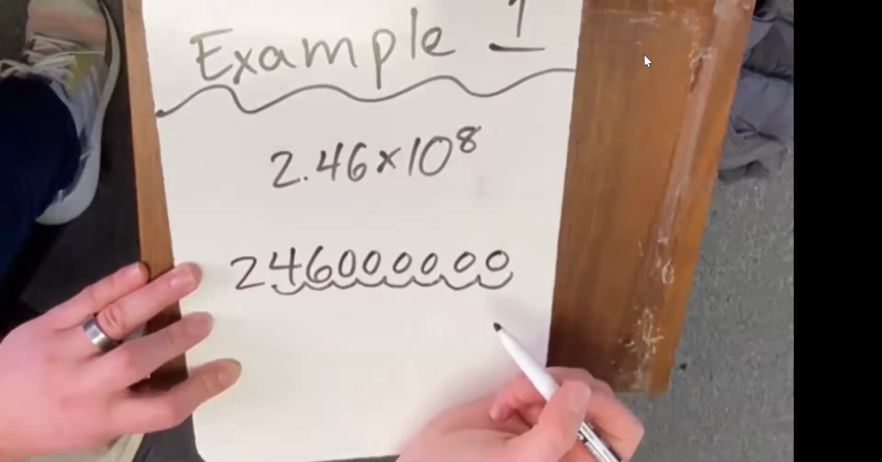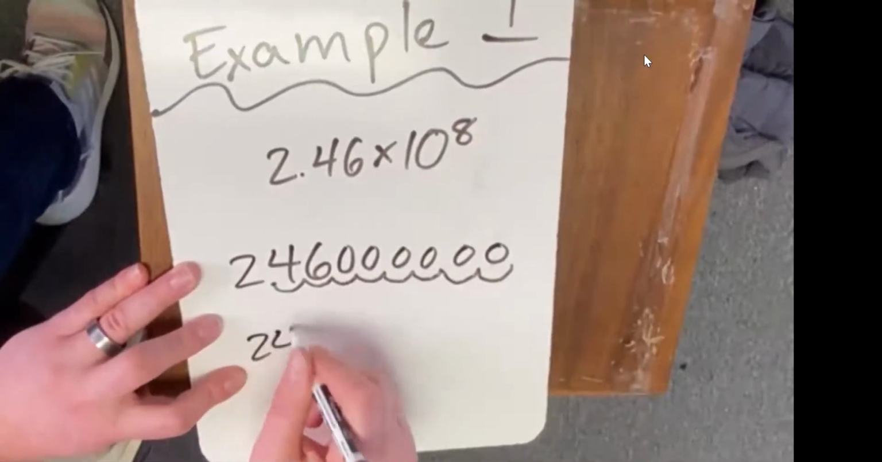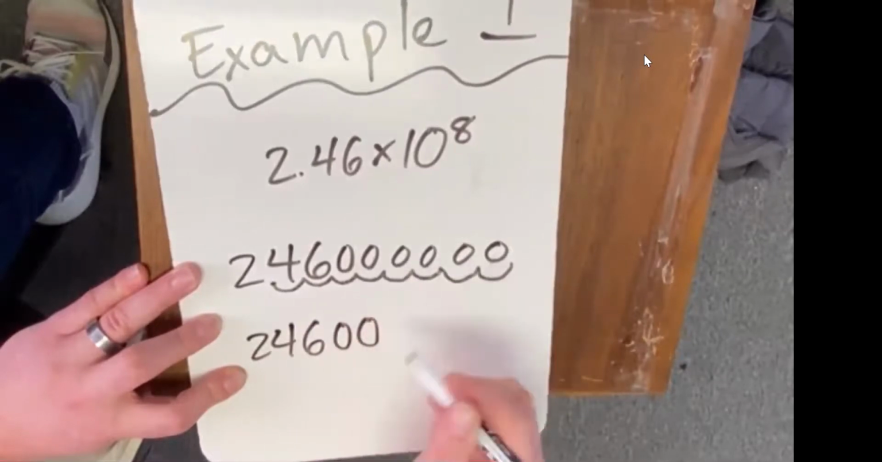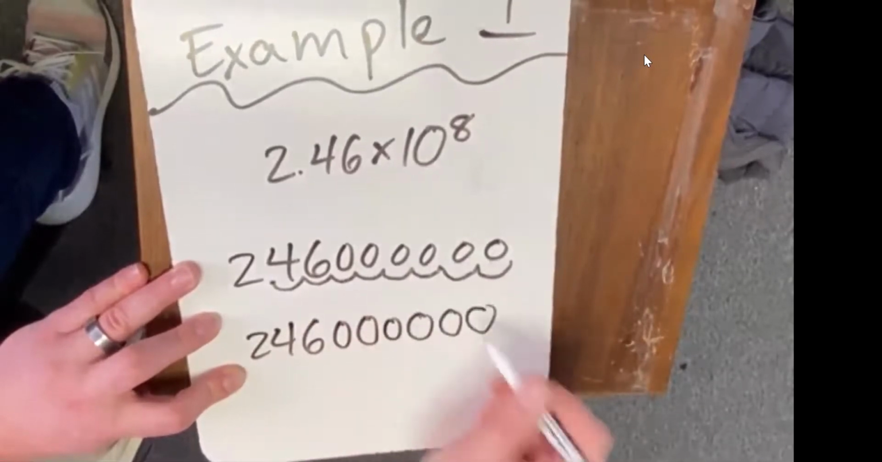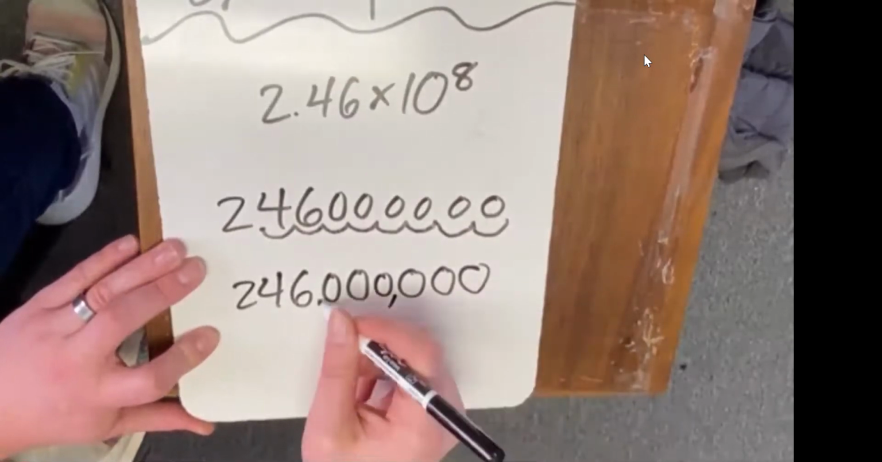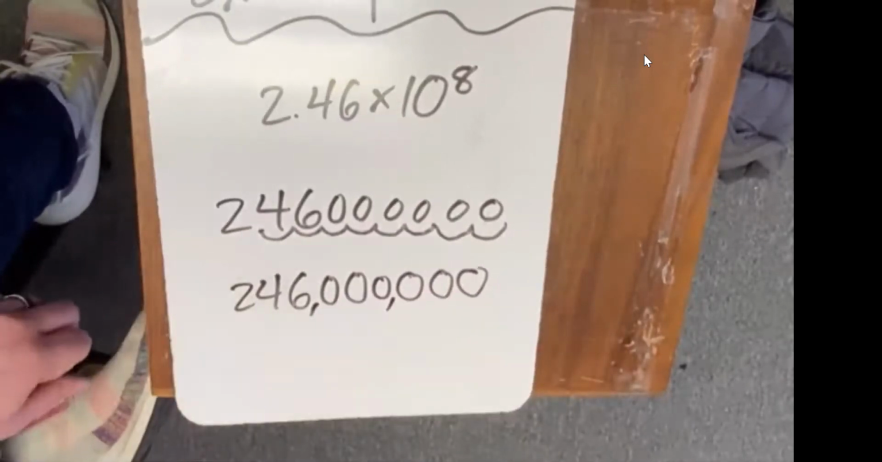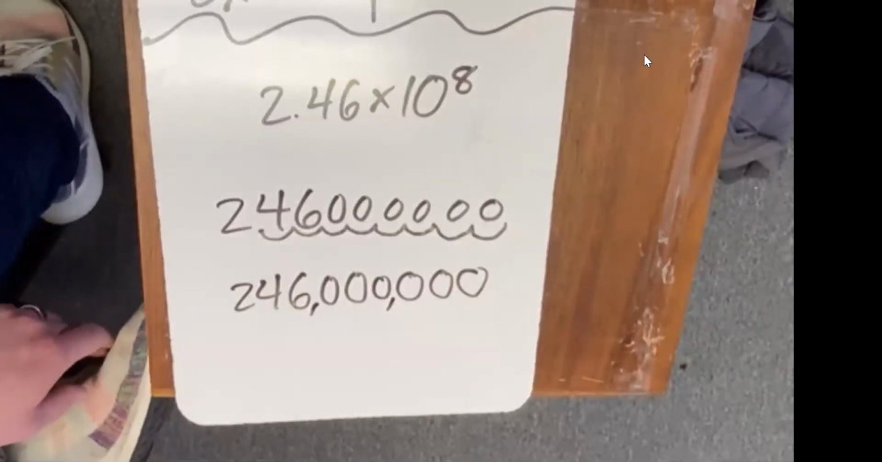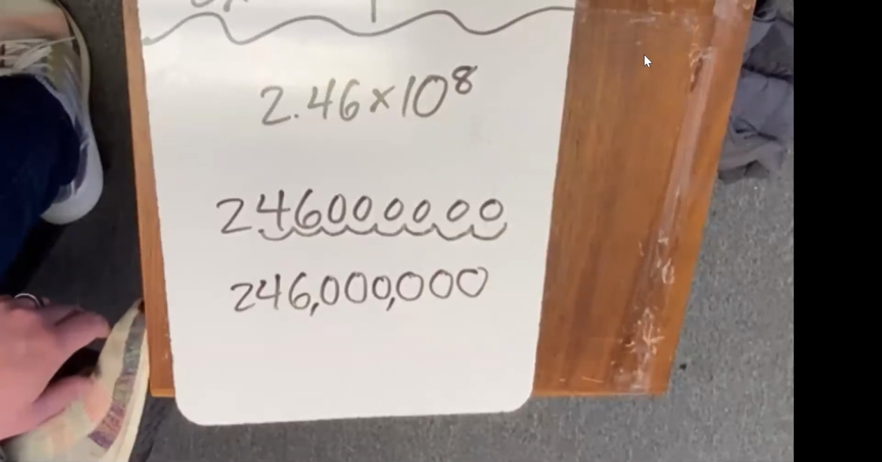Now I need to add my commas. So 2, 4, 6, 0, 0. I got 1, 2, 3, 4, 5, 6 zeros. So add my commas. So my number is 246 million. It's a big number, 246 million.